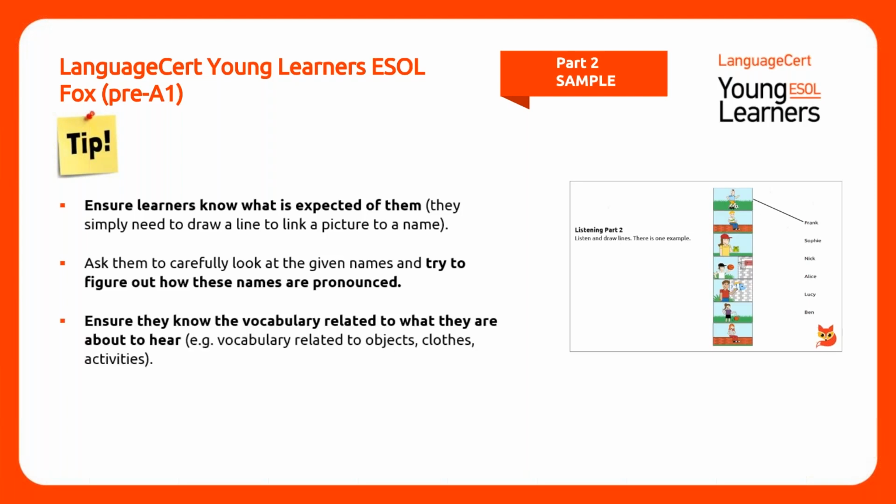Ensure they know the vocabulary related to what they're about to hear. For example, vocabulary related to objects, clothes, activities. Remind them that one of the 7 pictures acts as a distractor and will not be used.